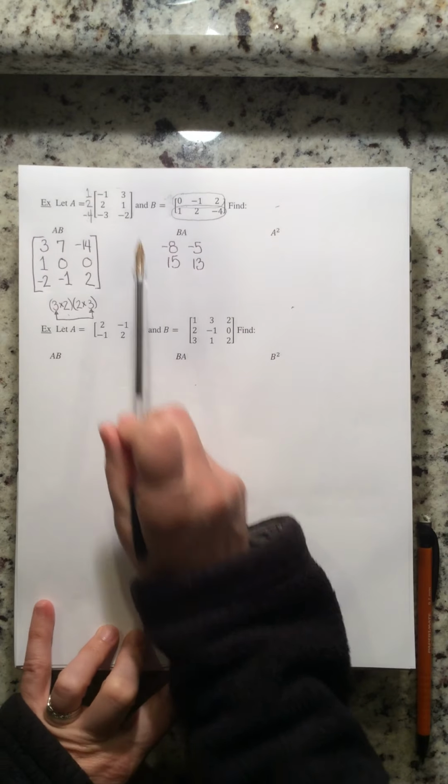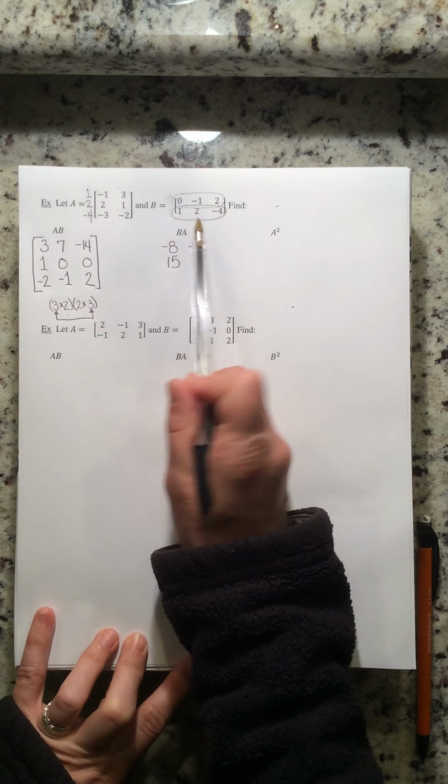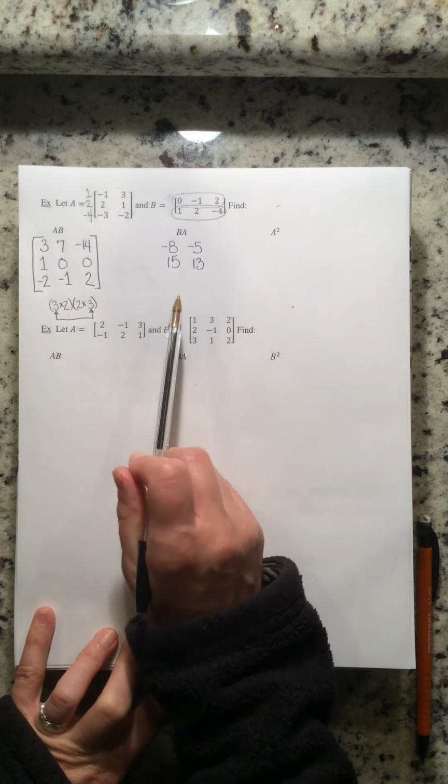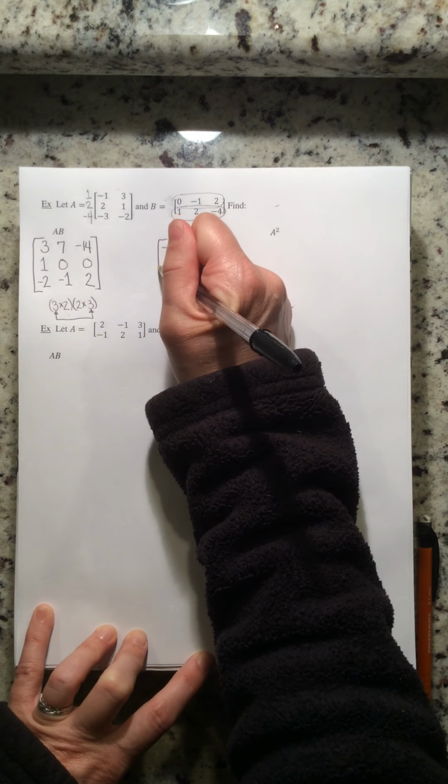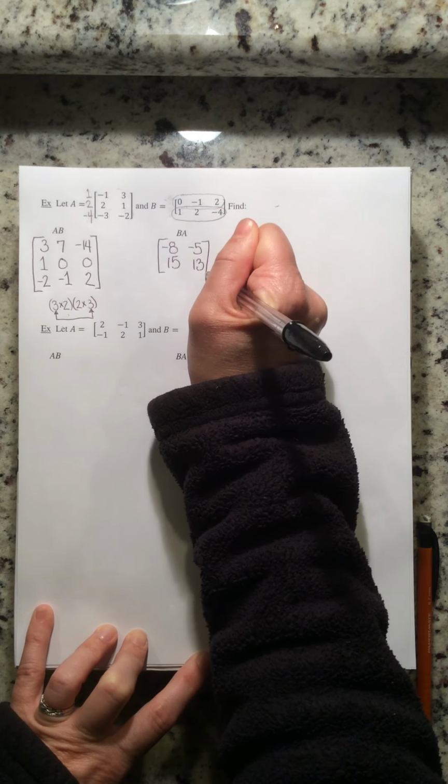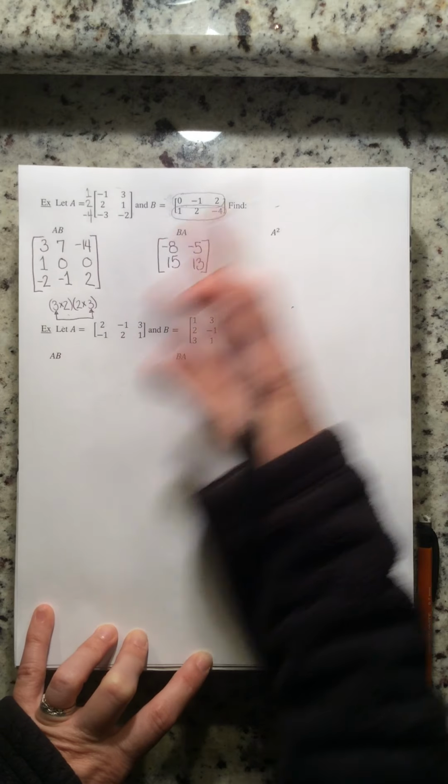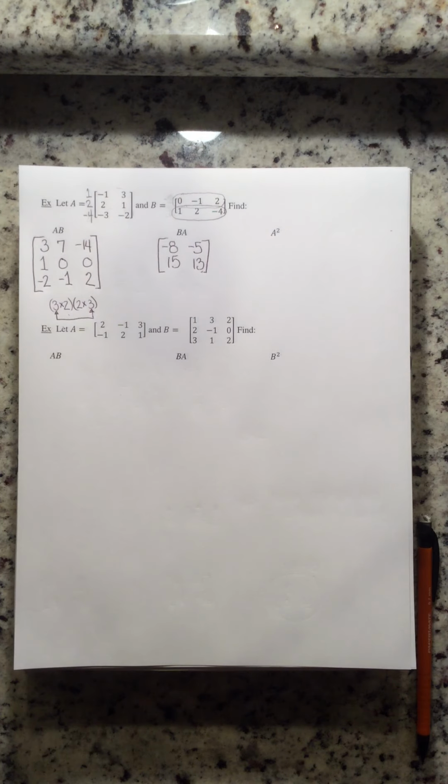And at this point, no more columns, also no more rows to grab. So we're finished, and now we just have a little 2x2 matrix here for matrix B times A. All right, let's go ahead and do one last problem here.